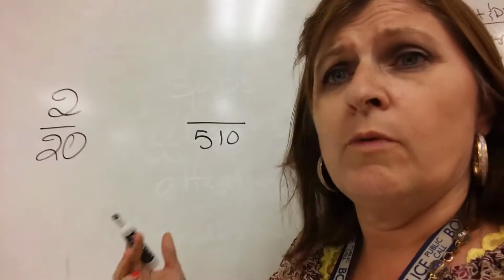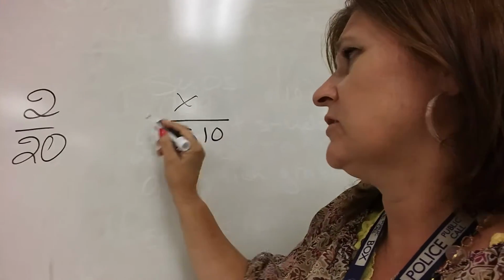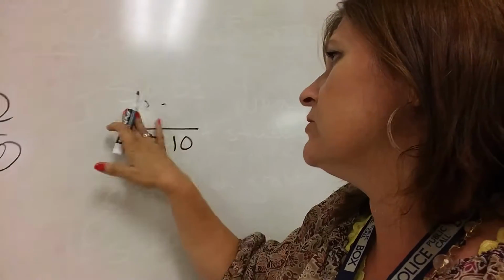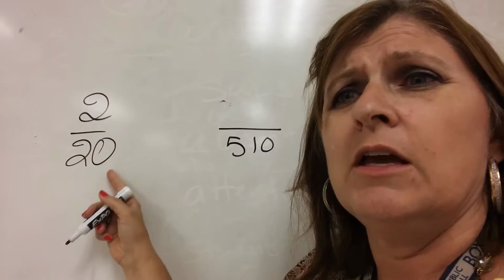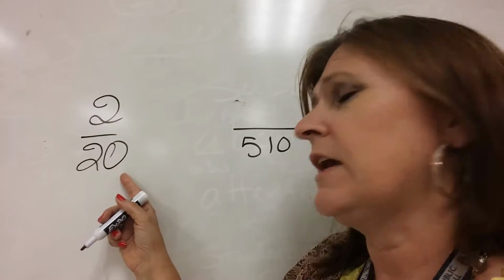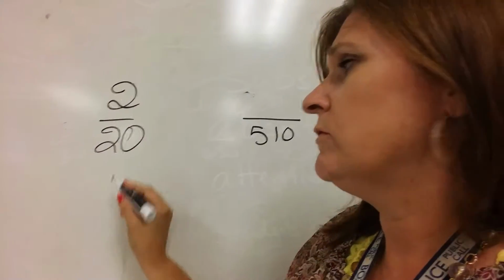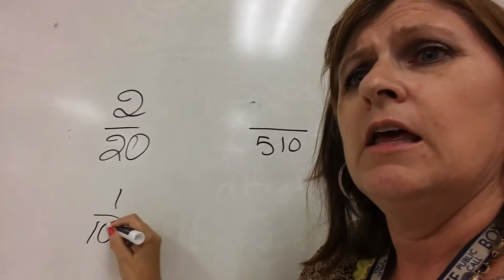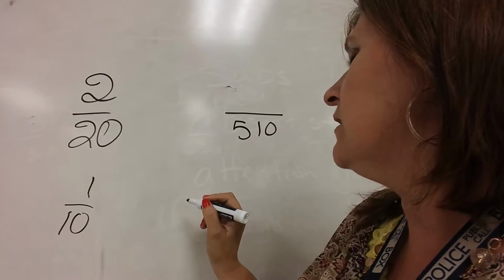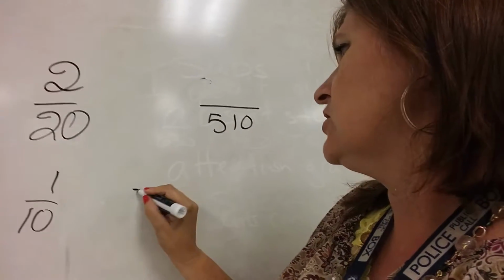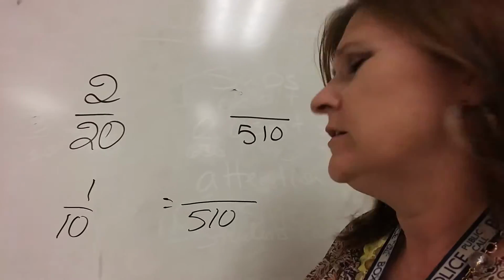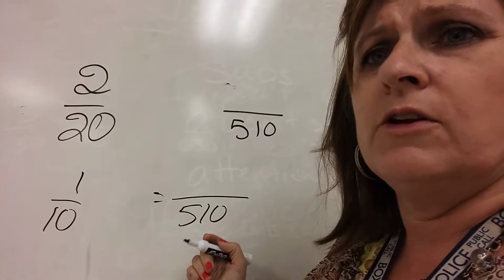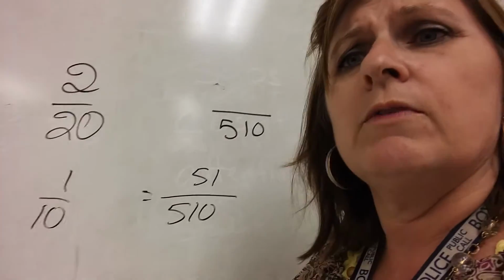Now, you could solve it the way we've been doing percentages, and you could put the x over here and cross multiply. But there's a much easier way to do this, because I can easily make this into a unit rate so that it's simpler to work out. I could say 2 over 20 is the same thing as 1 over 10. Once I have 1 over 10, it's really easy to change that into 510, because I know that 51 times 10 is 510. So my answer would be 51 over 510.